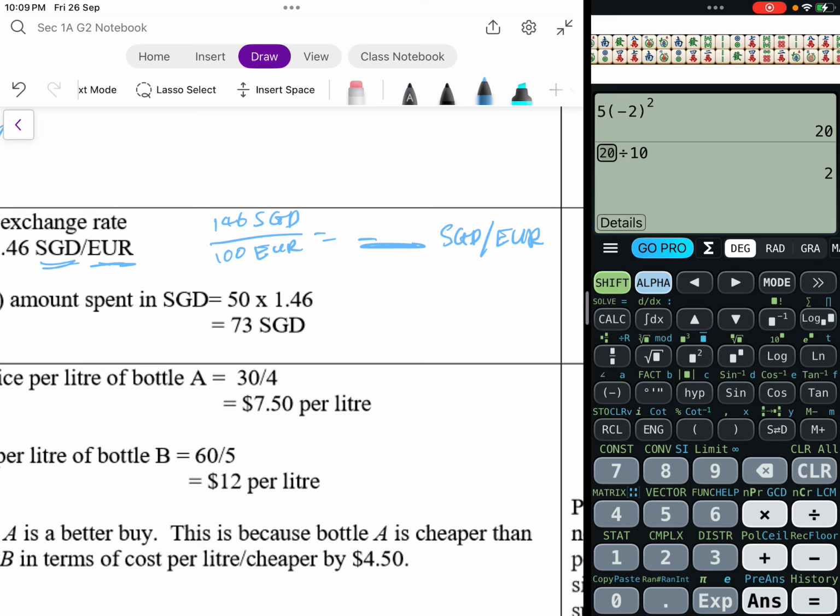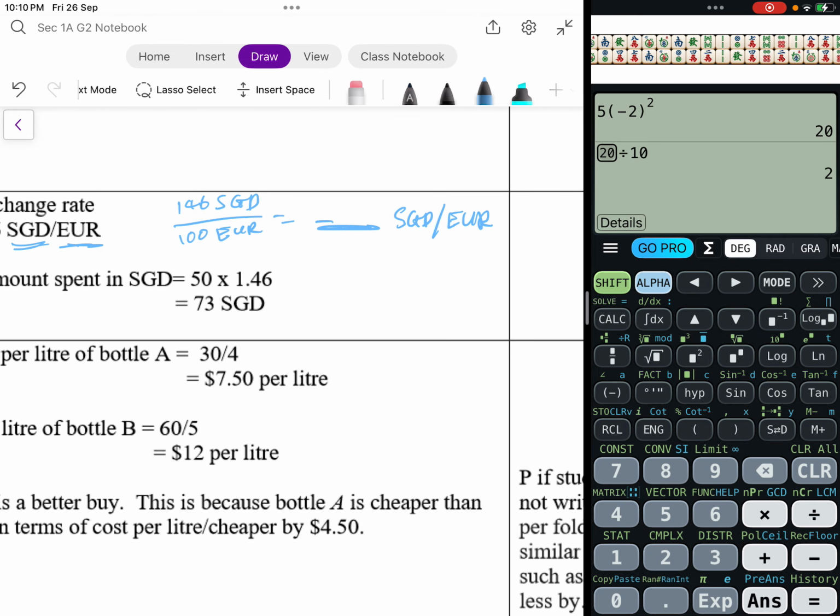Okay, Amy spent a total of 50 euros on souvenirs in Paris. Find the amount Amy spent in SGD. Because in part A we have SGD over euro, but she spent 50 euro, so if you want to convert to SGD, you just need to times 50 euro. Your answer from the first part is 1.46 SGD divided by euro. You times 50 euro.